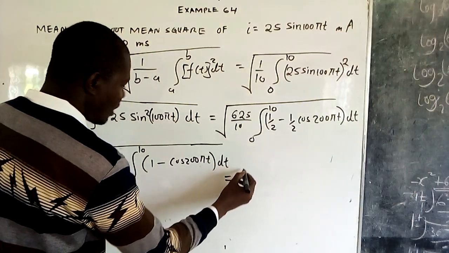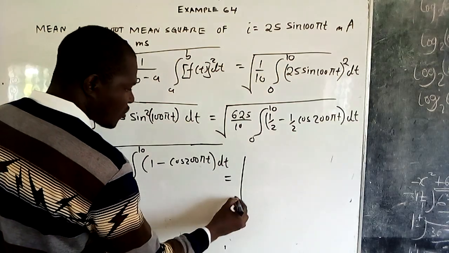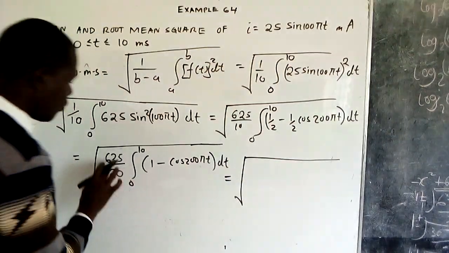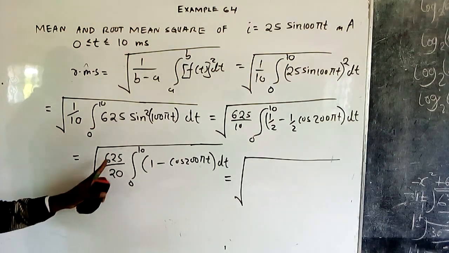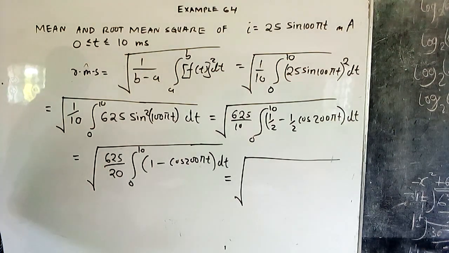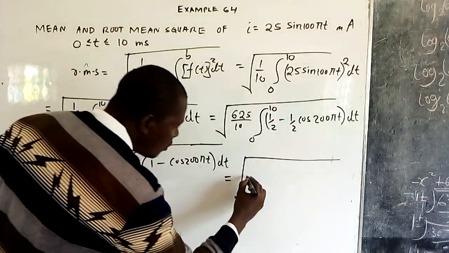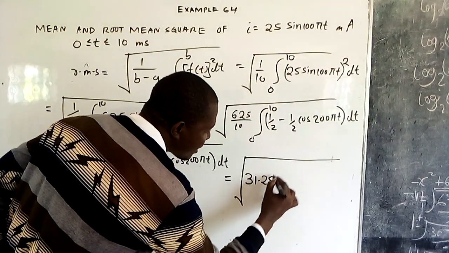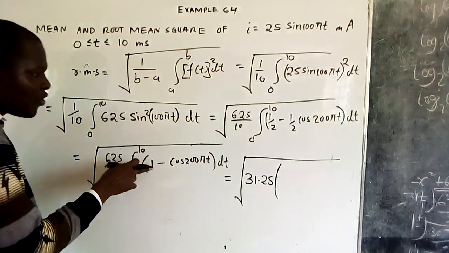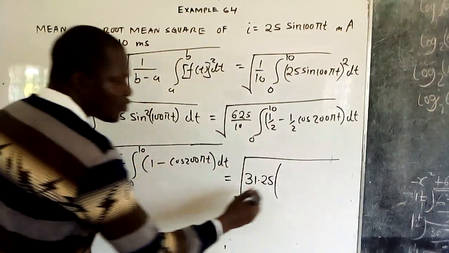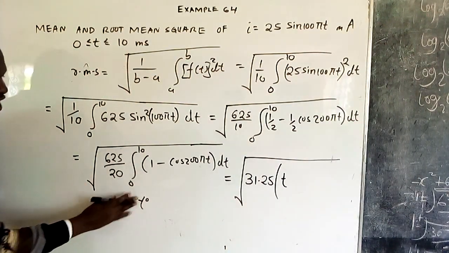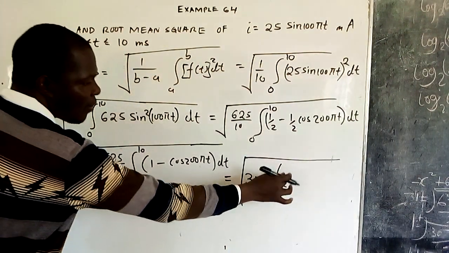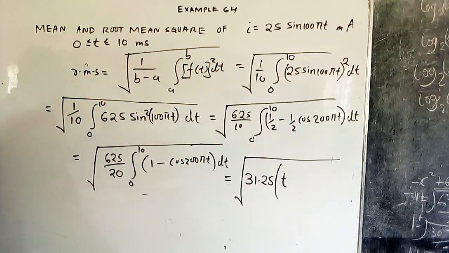So can you start doing that? Integrate. We have the square root of 625 divided by 20. What is 625 divided by 20? It is 31.25. Then inside, when you integrate 1 with respect to t, you remain with t, because 1 is like t raised to power 0. If you integrate t raised to power 0, you get t raised to power 1 over 1, which is just t. Are we together?